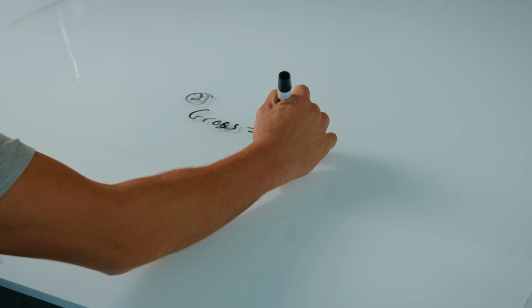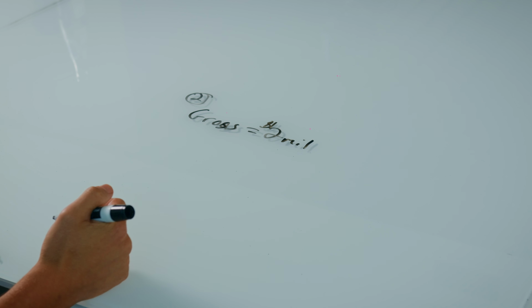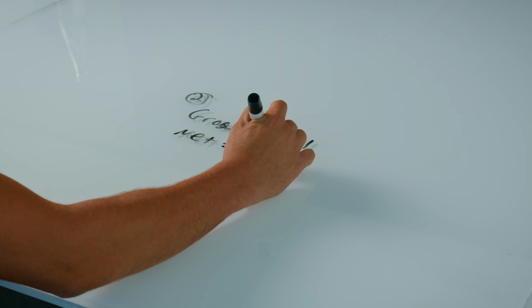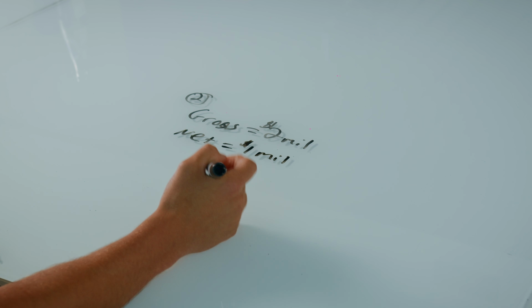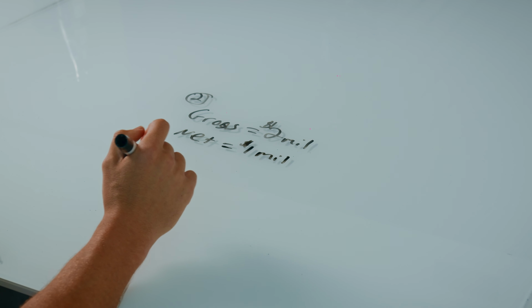So let's walk through an example with actual numbers just so you can see what that benefit looks like. So let's say your gross export sales is $2 million, and then you have expenses and the net export sales on that is $1 million. So you have a 50% profit margin on your export sales.